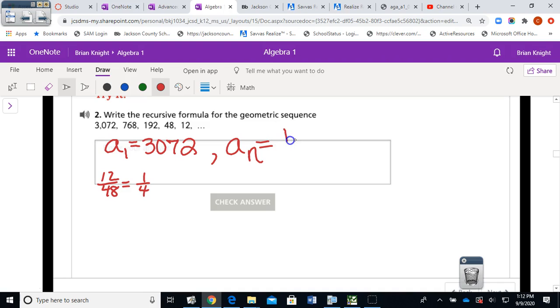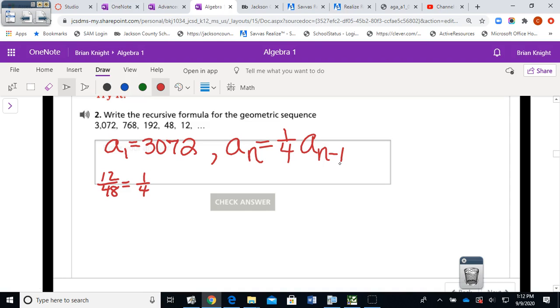So it's just 1/4 times what? The term that's in front of a sub n. What's the term in front of a sub n? A sub n minus 1. So if this is the 10th term, I'm multiplying 1/4 times which term? The 9th term. 10 minus 1 is 9.